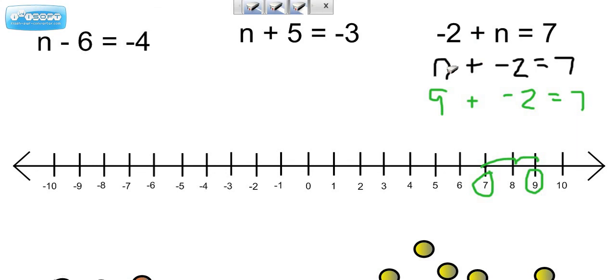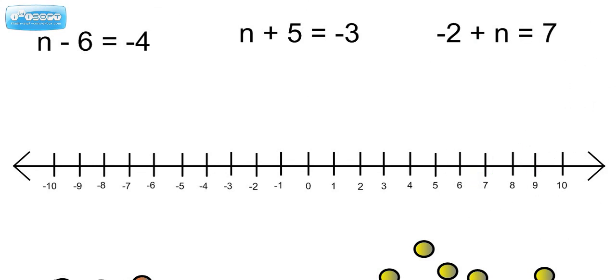Now, if we're going to use algebra to solve that same problem, the opposite of this is to add 2, and we would add 2 to both sides. This would cancel out. We're left with a positive n, and isn't 7 plus 2 equal to 9? We already knew that n was equal to 9.